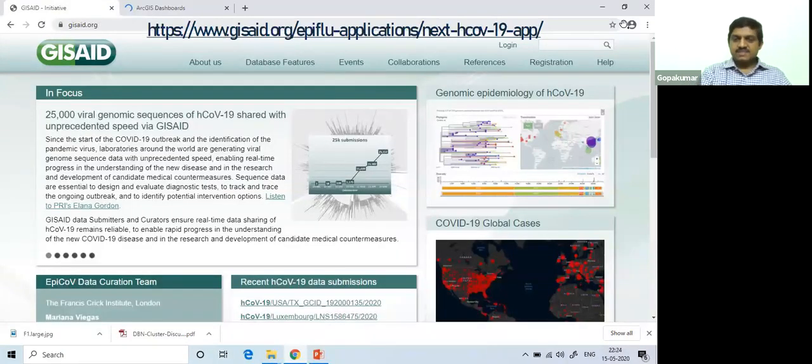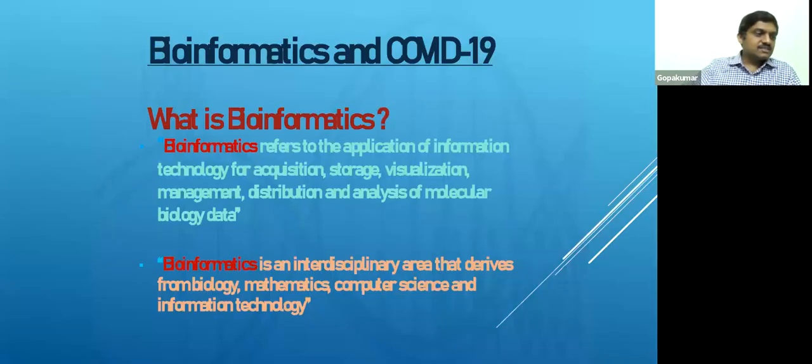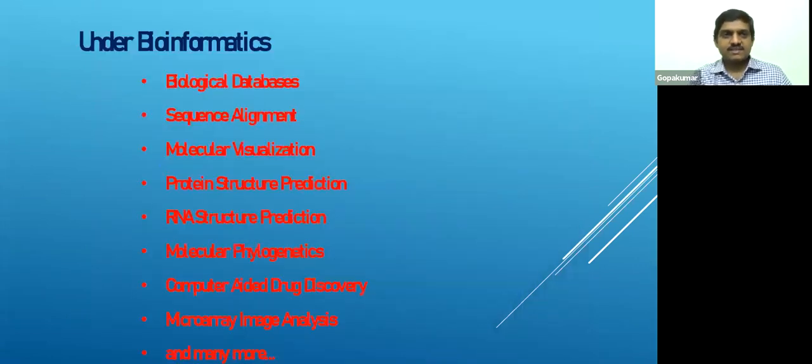So that is about this particular website. And you know that bioinformatics is playing a very crucial role behind this COVID-19 vaccine development. Some of you, or most of you, might have already heard of bioinformatics, and it is actually a robust application of information technology for acquisition, storage, visualization, management, a lot of things with respect to molecular biology data. That is the crucial part. So it's multidisciplinary or interdisciplinary, whatever we call it. That is a very interesting thing.